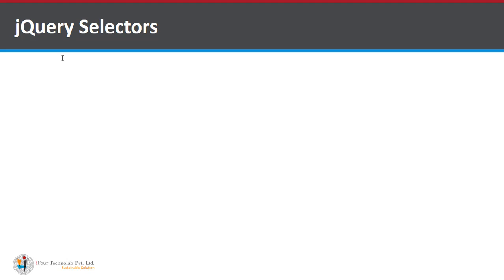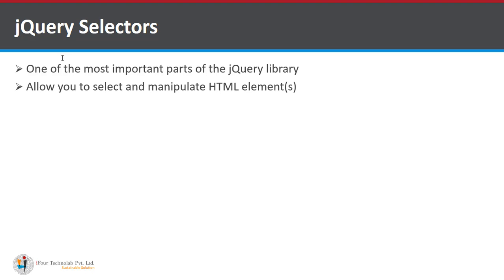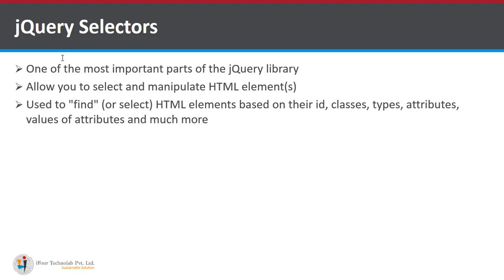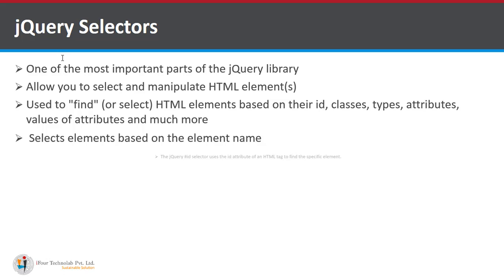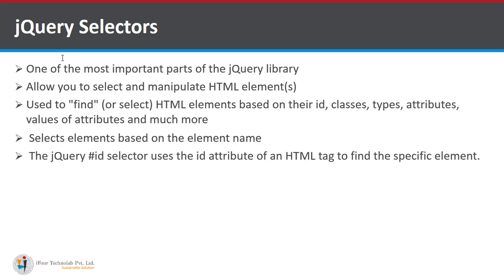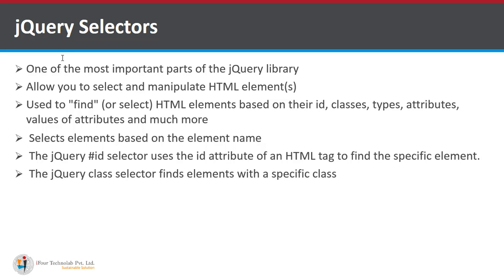Next is positional selector. It is used to find HTML elements from a specific position. Selectors allow you to select and manipulate HTML documents. They are used to find or select HTML elements based on their ID, classes, types, attributes, values of attributes and much more. The element selector selects elements based on the element name. The jQuery ID selector uses the ID attribute of an HTML tag to find the specific element. The jQuery class selector finds elements with a specific class.